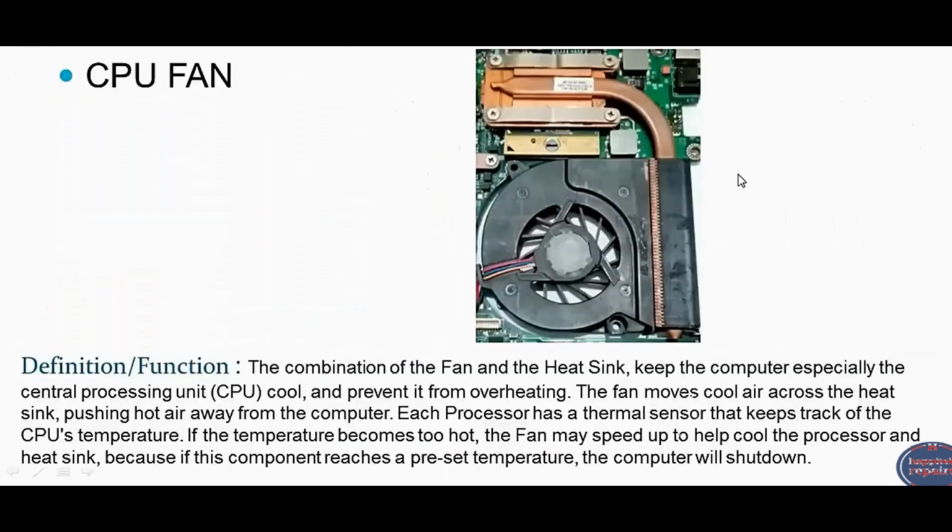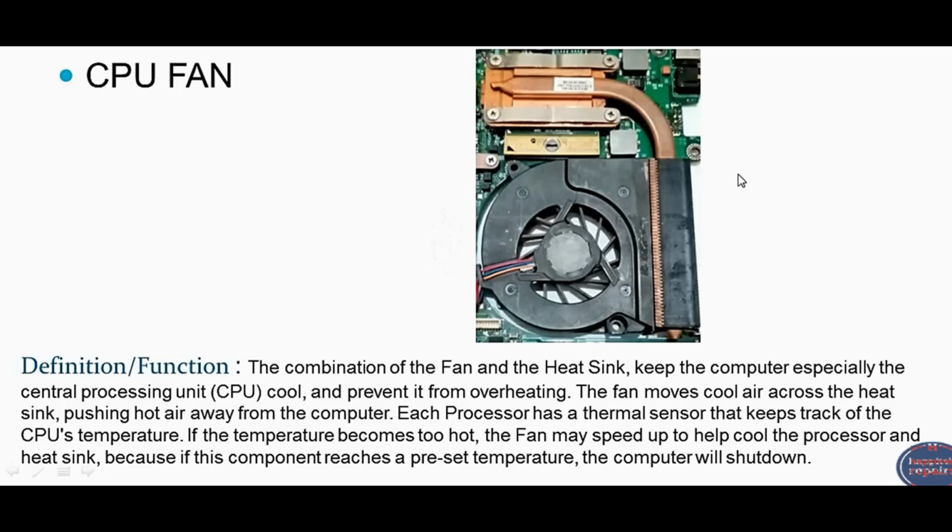So the last component that we're going to see is the CPU fan. Basically the CPU fan is used to cool down the CPU. The combination of the fan and the heatsink keeps the computer, especially the central processing unit, the CPU, cool and prevents it from overheating. The fan moves cool air across the heatsink, pushing hot air away from the computer.